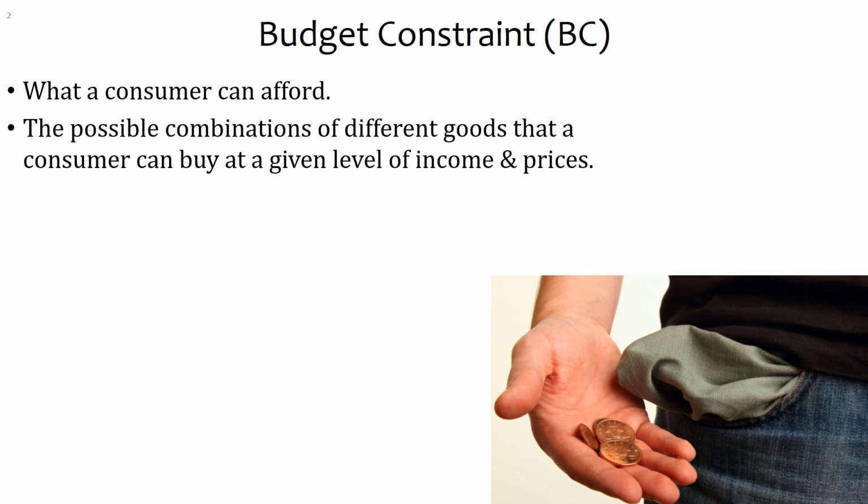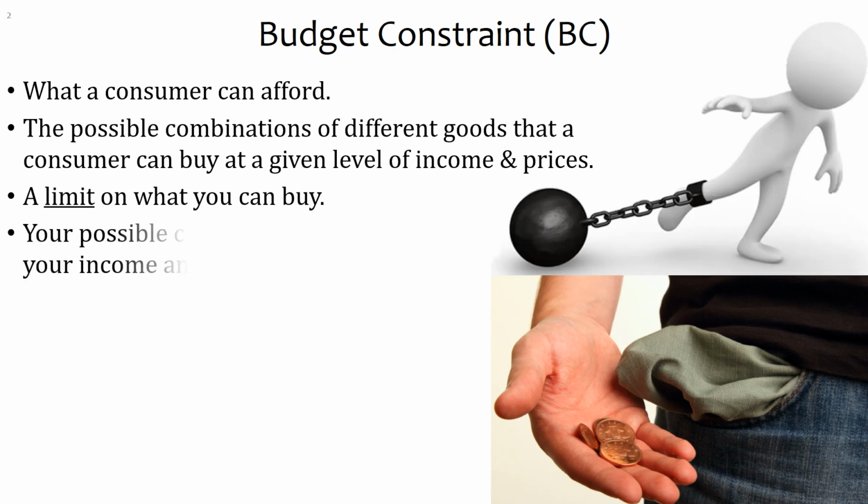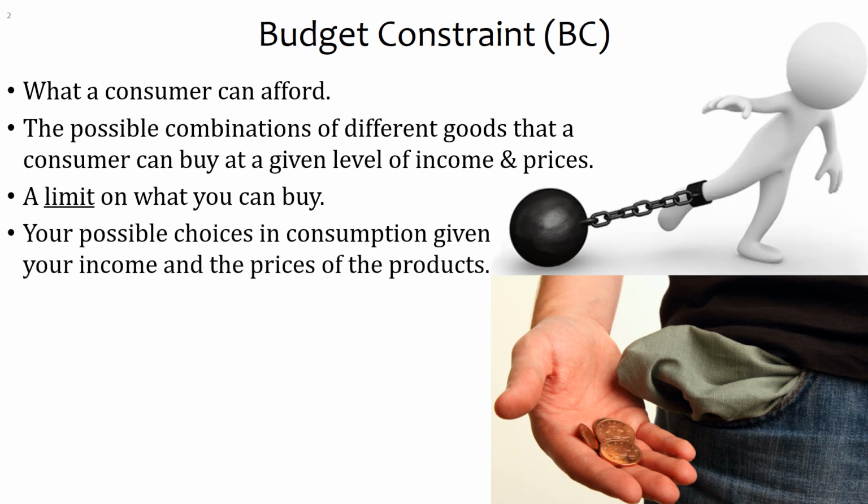It's very similar to the PPC, the production possibilities curve, very similar to that idea. It's a limit on what you can buy, all right? It's about how far you can go, basically. It's your possible choices in consumption given your income and the prices of the products.